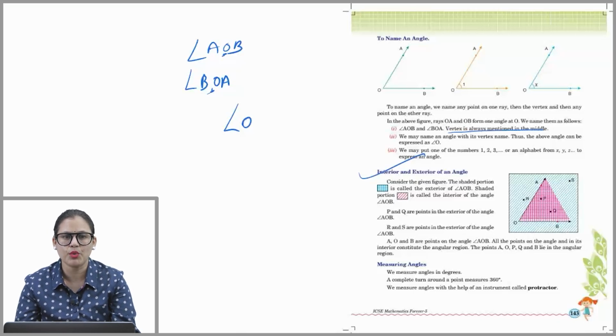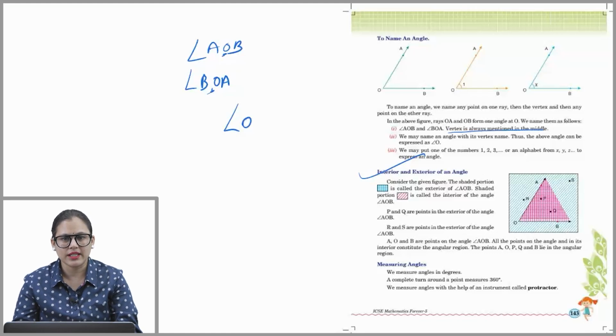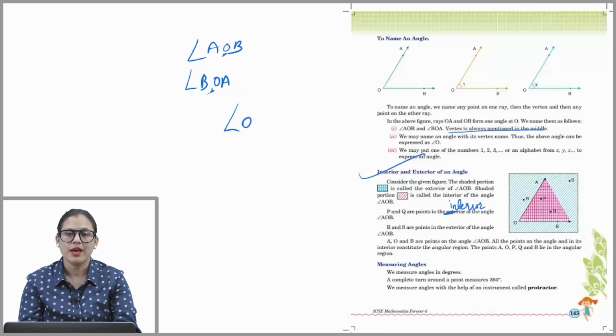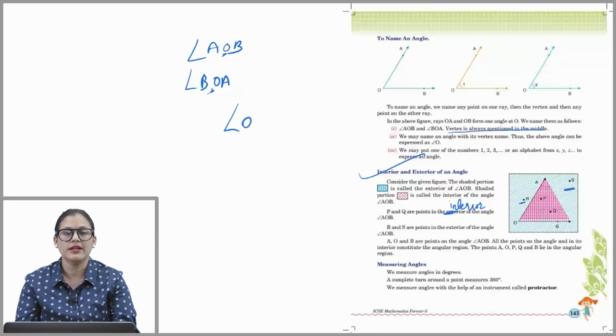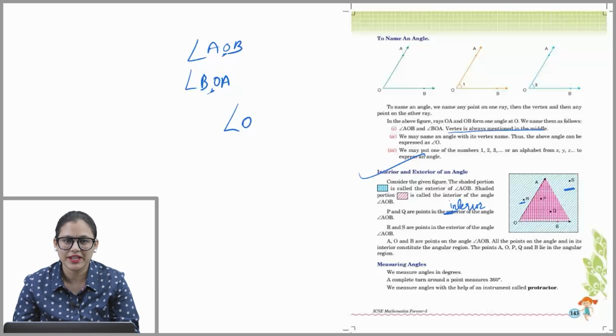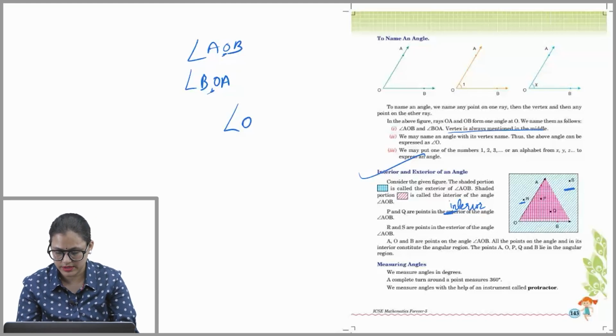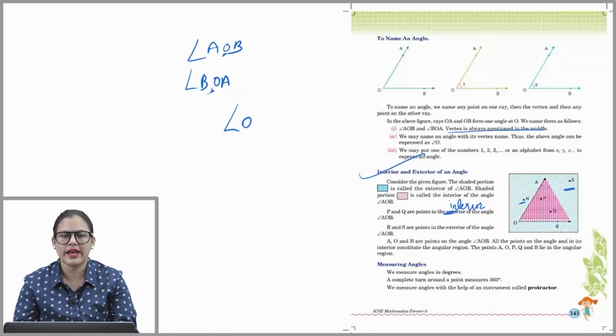Next, interior and exterior of an angle. Consider the given figure. The shaded portion is called the exterior. This figure is the exterior of angle AOB, and the portion shaded in pink lines is called the interior of the angle AOB. P and Q are the interior points. R and S are the exterior points of the angle AOB. A, O and B are points on the angle AOB. All the points on the angle and in its interior constitute the angular region. The points A, O, P, Q and B lie in the angular region.